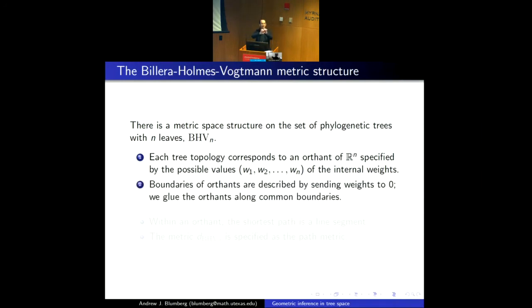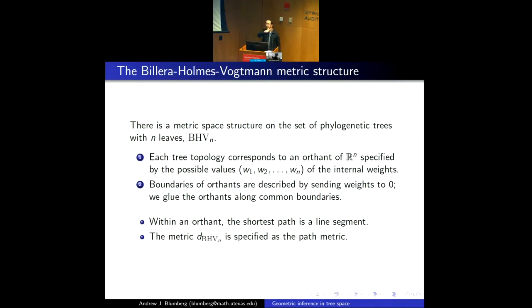The idea to build this space is to glue the cubes together, where you identify two tree topologies if I can get them to the same place by squeezing edges to zero. That's what a path looks like in this space, where you adjust these weights, and you glue these cubes along what happens when you degenerate. Within one of these Euclidean spaces, the distance is just a straight line, and the metric in the entire space of glued cubes is the minimal length path. You take the path metric.